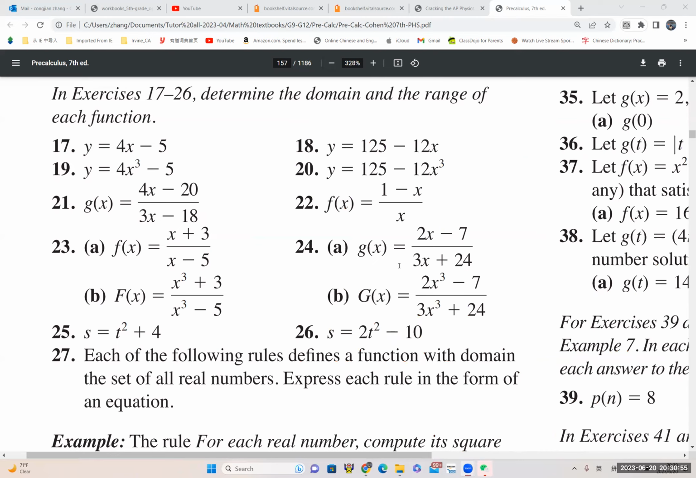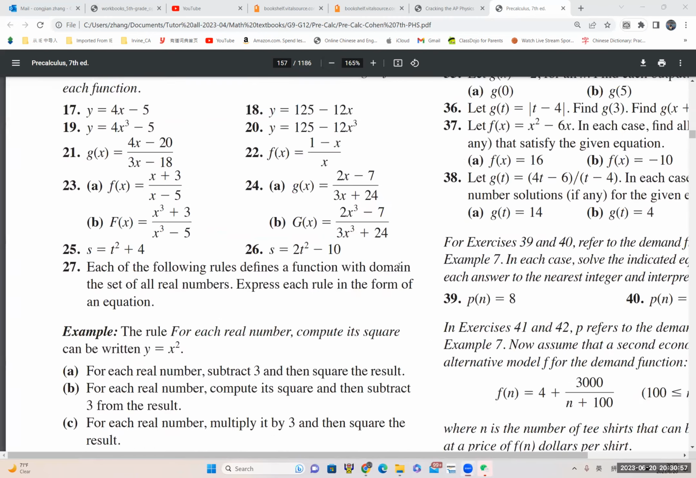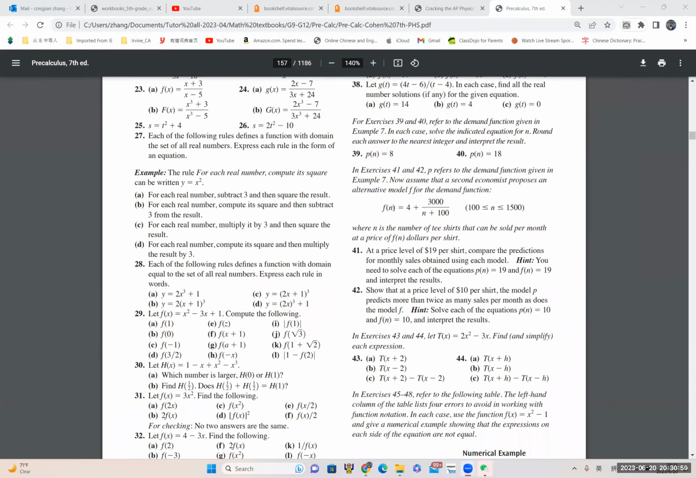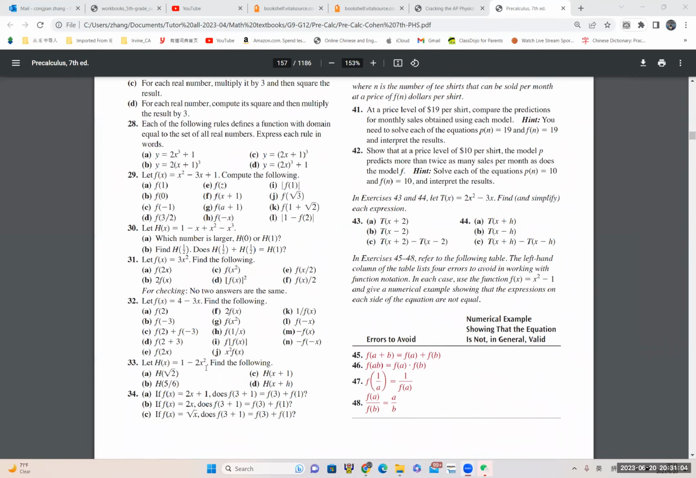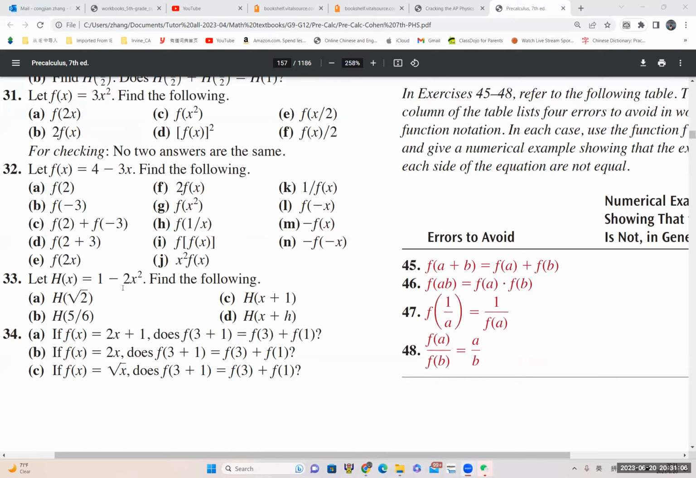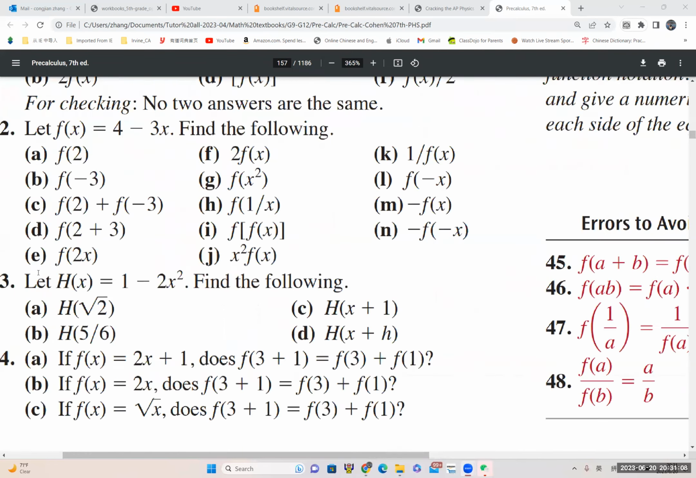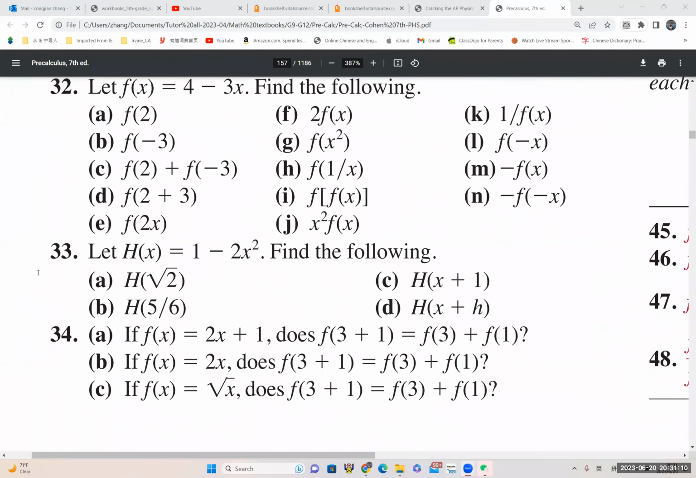Then 33 minus 1, 32. This helps you to review algebra, right? 32, anyway.